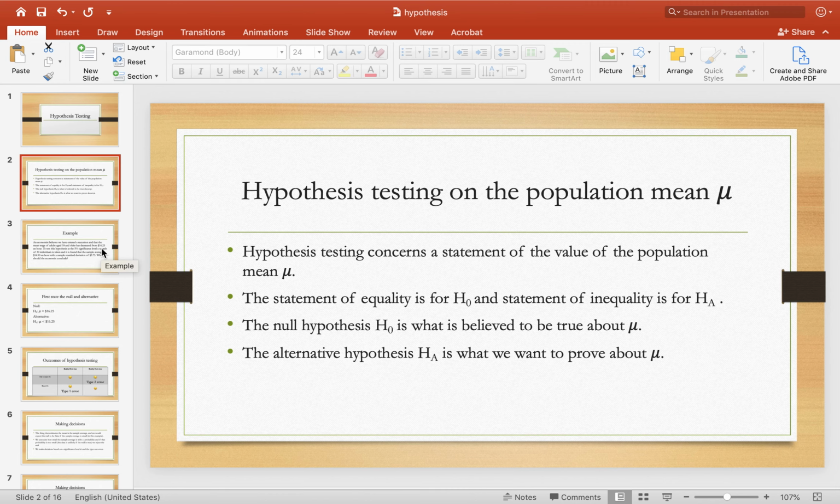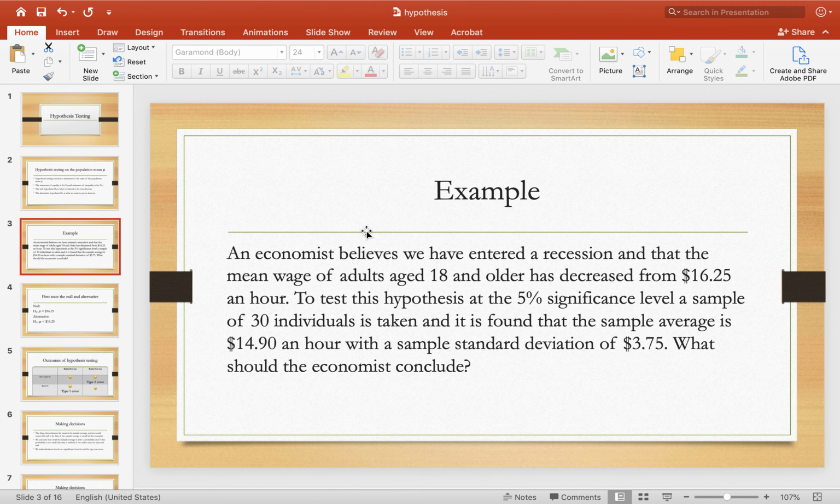So let's dive into an example right away. An economist believes that we've entered a recession and that the mean wage of adults aged 18 and older has decreased from $16.25 an hour. To test this hypothesis at the 5% significance level, a sample of 30 individuals is taken, and it's found that a sample average of 14.9 an hour is found for the sample with a sample standard deviation of 375. What should the economist conclude?